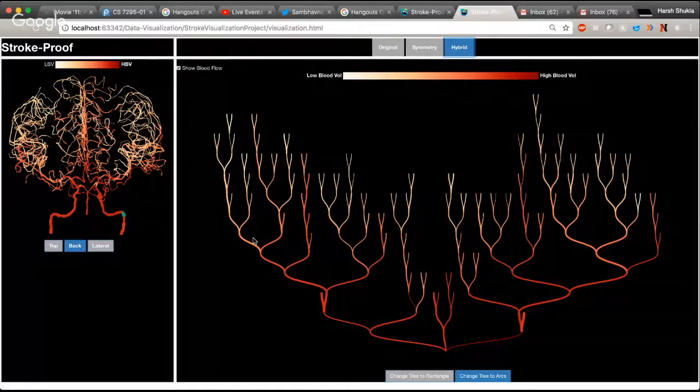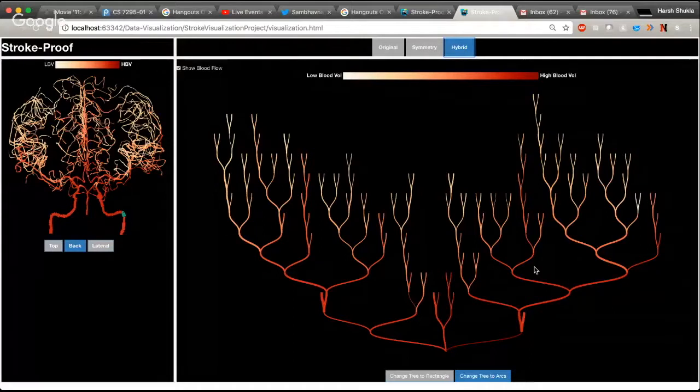So here you can see for most of the arteries, the color drop is pretty gradual. But there is one artery where there is a sudden drop in color, which is analogous to a sudden drop in actual blood volume, which is right here. That means there's a problem in this part of the brain, and a person has been affected by stroke at this part of the brain.